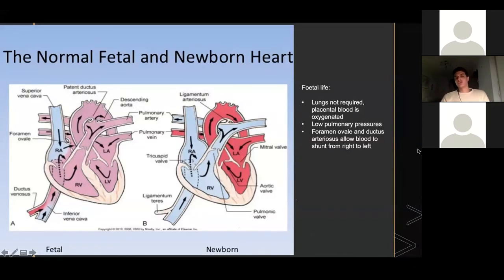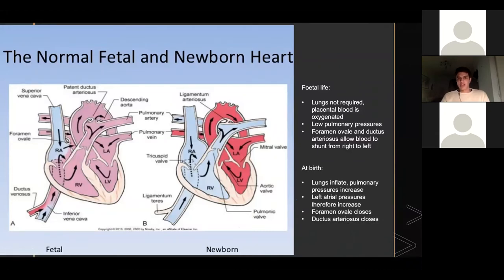So here we go. You've got low pulmonary pressures, and the foramen ovale and ductus arteriosus allow blood to shunt in fetal life. Then when you move to birth, your lungs will inflate. And this is the key. Lungs inflating is the most important part about life, okay? If your lungs inflate properly, you will be a healthy baby. If your lungs do not inflate properly, you will have real trouble as a baby. And I think it's one of the most interesting things about neonatology.